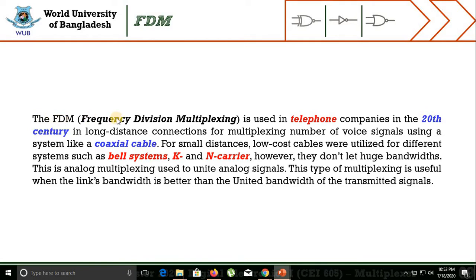FDM, which is elaborately called frequency division multiplexing, was used by telephone companies in the 20th century in long distance connections for multiplexing a number of voice signals using a system like a coaxial cable. For small distances, low cost cables were utilized for different systems such as Bell systems, K and N carrier. However, they don't allow huge bandwidths. This is analog multiplexing used to unite analog signals. This type of multiplexing is useful when the link's bandwidth is greater than the combined bandwidth of the transmitted signals.